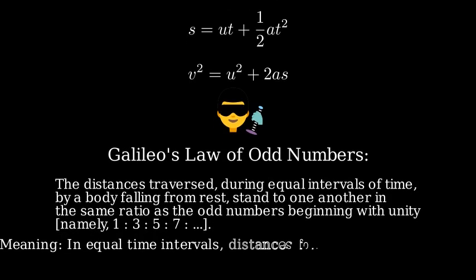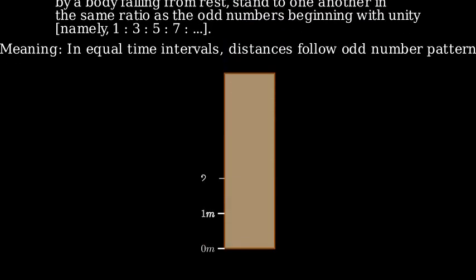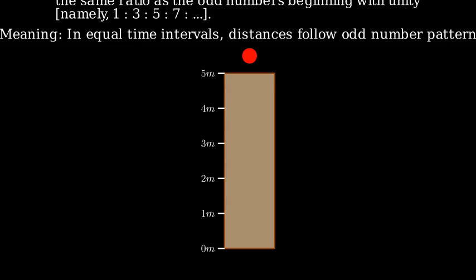In simpler terms, this means that if we divide the total falling time into equal intervals, the distances covered during each successive interval will follow the pattern of odd numbers. Let's visualize this concept with a falling ball. We'll divide the total time of fall into equal intervals. Let's call each interval 1 second. As the ball falls, we'll mark the distances it travels during each interval. Watch how the ball falls.